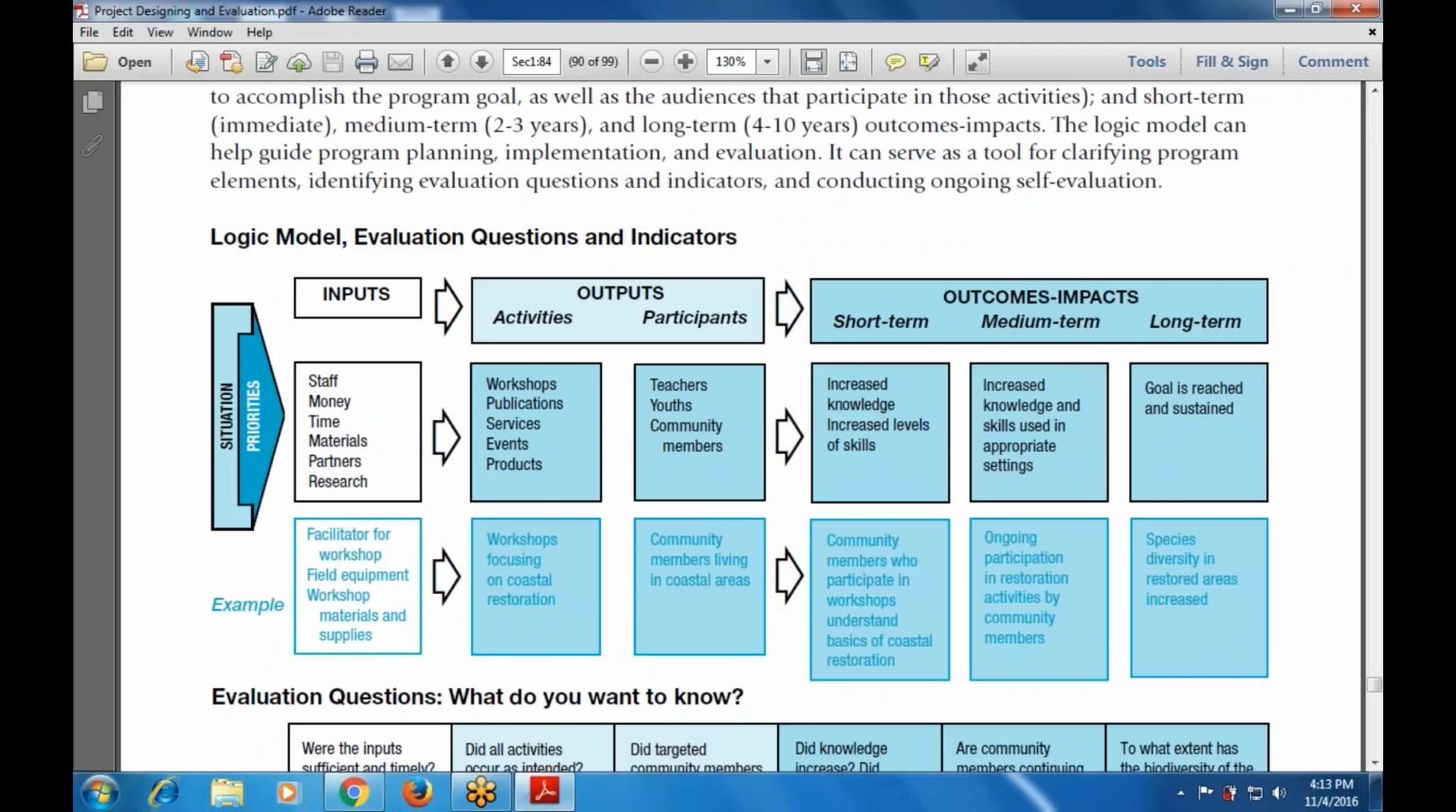Then logic model, in the sense, what are the various inputs, what are the various outcomes, what are the various outputs, that we have studied. Output is also divided into two categories: one is activities, one is participants. Then outcome impact is also divided into three categories: short term, medium term, and long term. Then inputs are staff, money, time, material, partner research. Activities are workshop, publication, services, events, product. Participants are teachers, youth, community members.